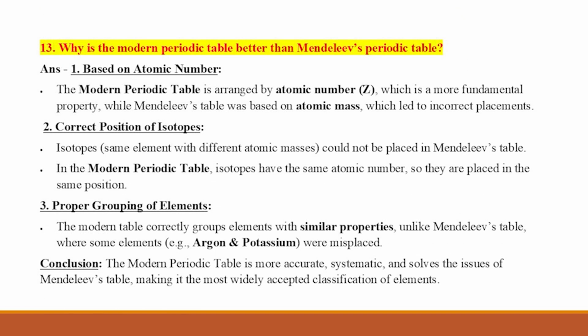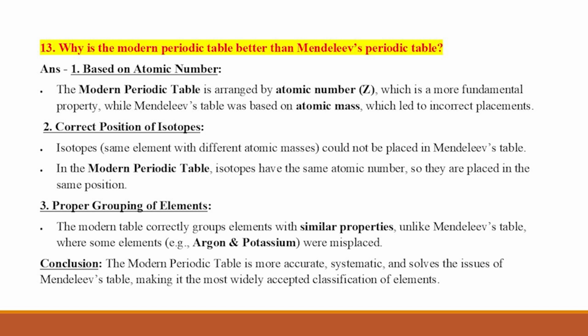13. Why is the modern periodic table better than Mendeleev's periodic table? Answer: 1. Based on atomic number. The modern periodic table is arranged by atomic number, Z, which is a more fundamental property, while Mendeleev's table was based on atomic mass, which led to incorrect placements.